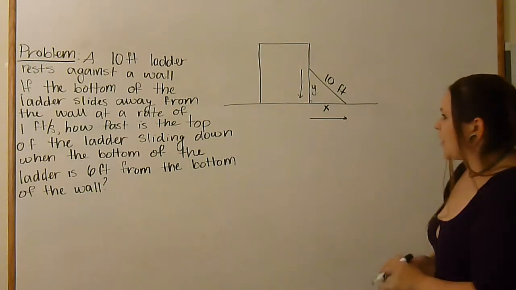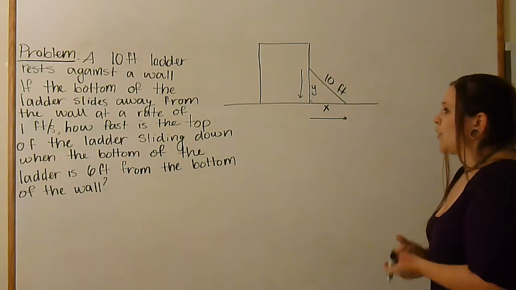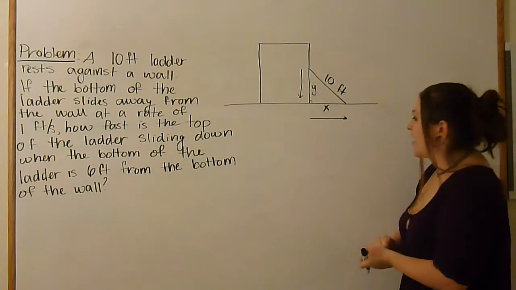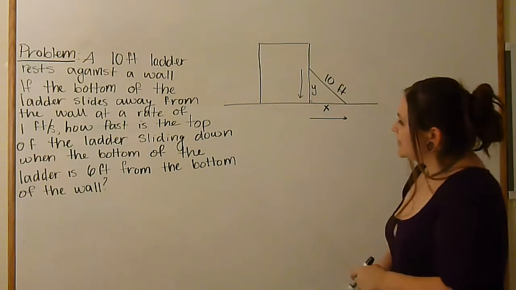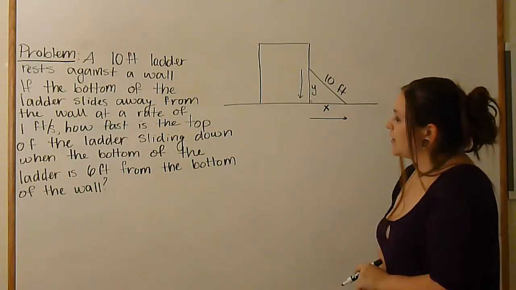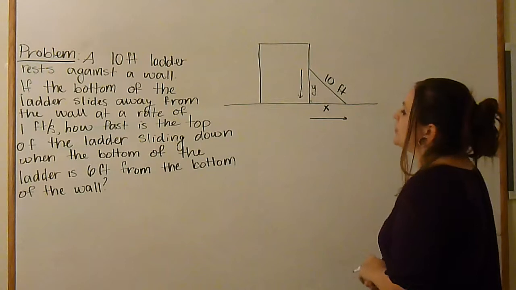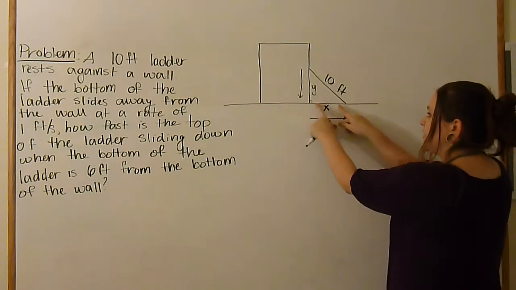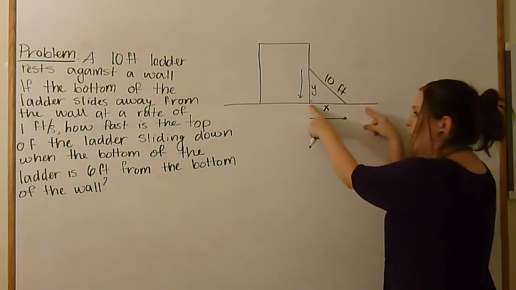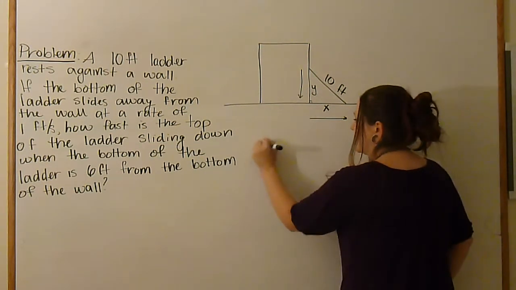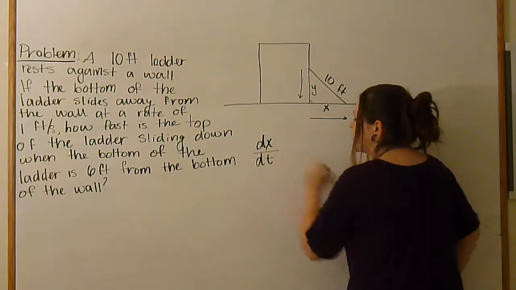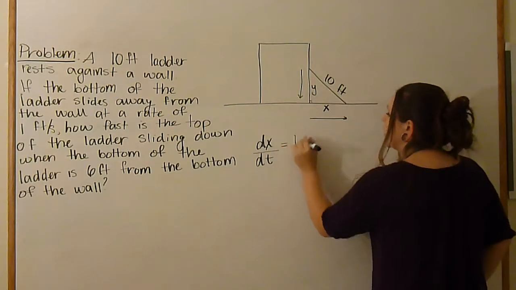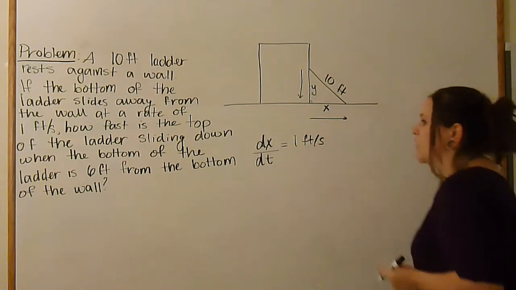What else do we know? Okay, so we're talking about rates of change. That is a derivative with respect to time. So when they say the bottom of the ladder slides from the wall at a rate of 1 foot per second, they're telling us that this is increasing at a rate of 1 foot per second. That is dx/dt. They're telling us how x is changing with respect to time. 1 foot per second. All right.